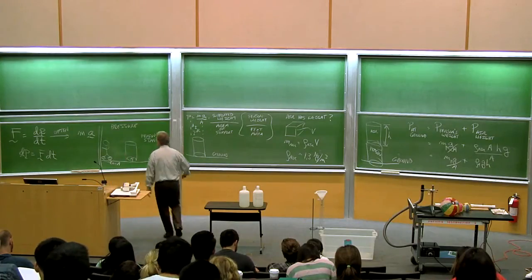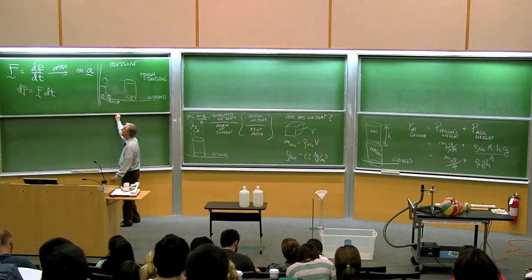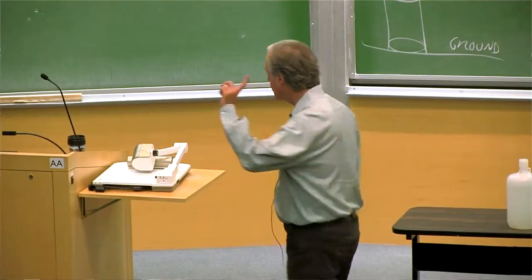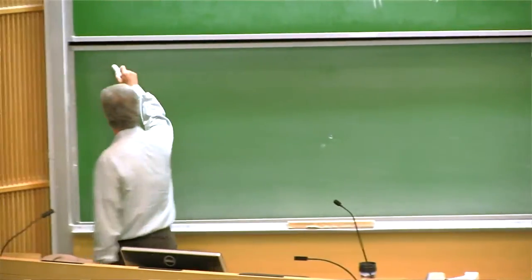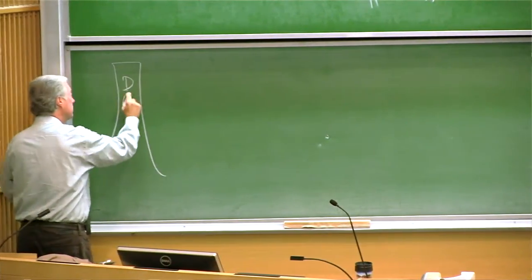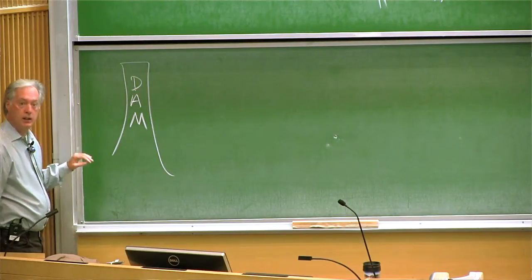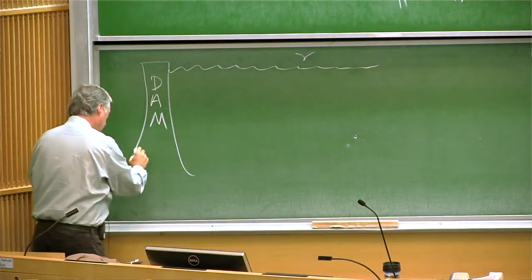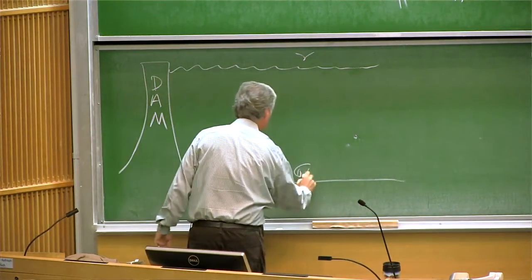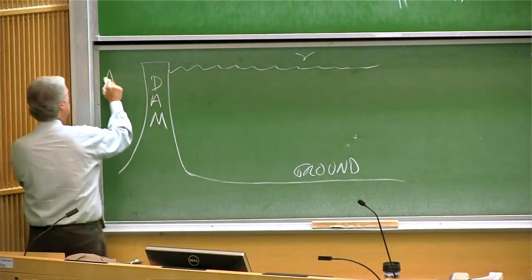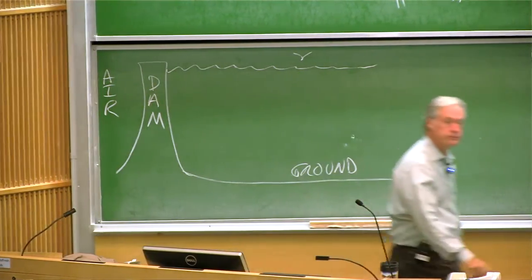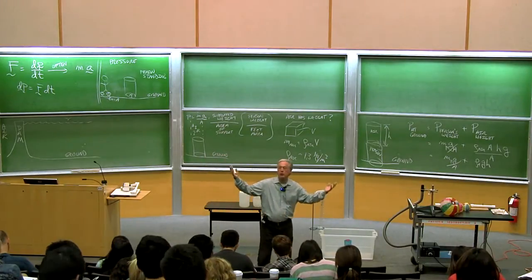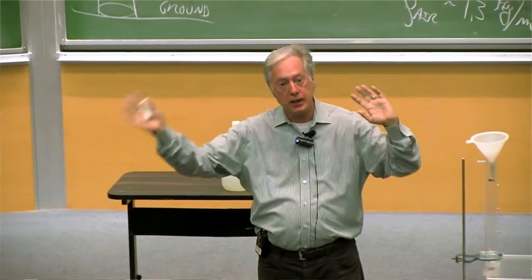You're probably thinking, damn, now there are equations. So let's look at a dam. Here's a dam. And over here is the water and a seagull. And over here is the ground. And on this side is air. Both sides of the dam have some kind of fluid pushing against the walls. On the left side, there's some air. And on the right side, there's water.